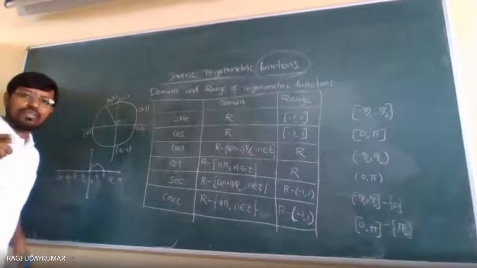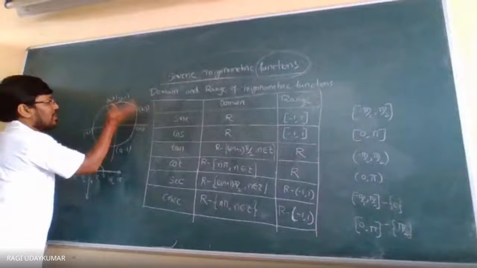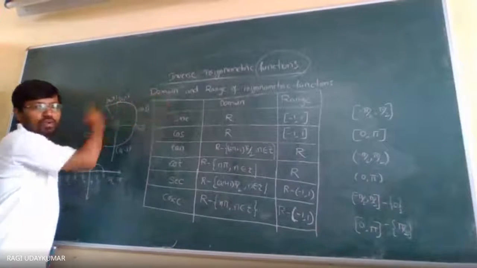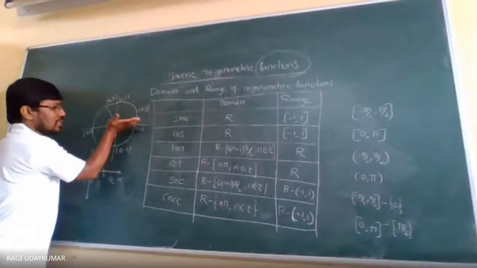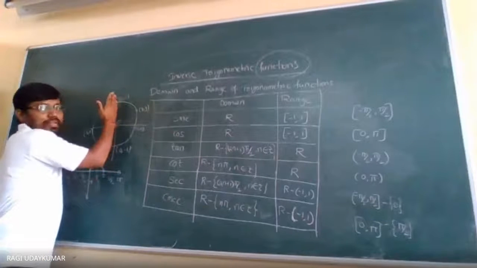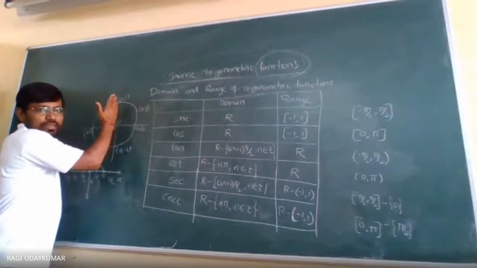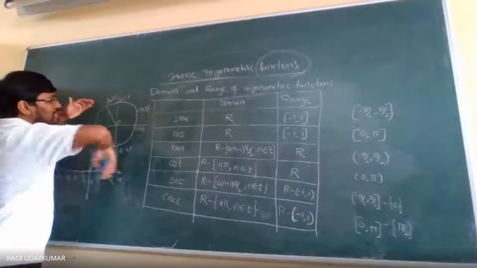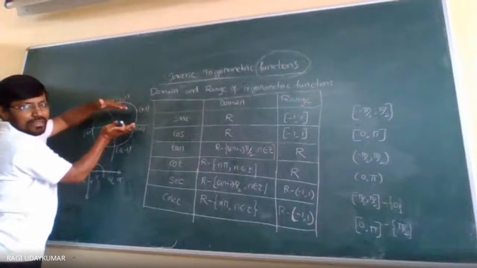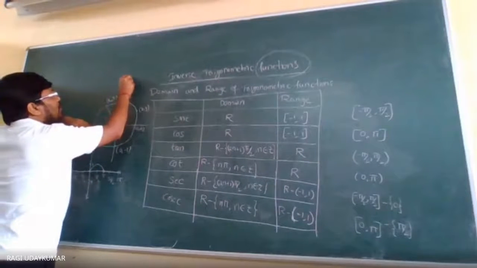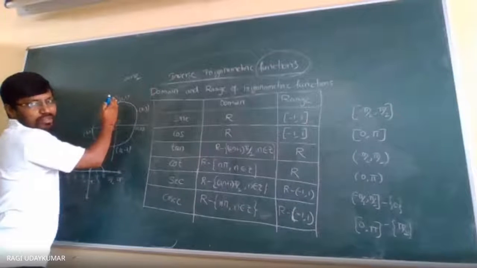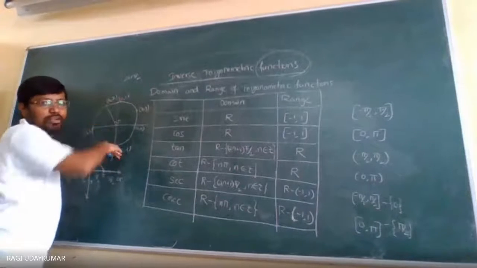Suppose it is asked in radians: pi by 2, 3 pi by 2 and 2 pi. Like this it goes on continuously. So this is 2 pi, and 2 pi plus pi by 2 gives 5 pi by 2. Suppose when it completes one rotation, it is 2 pi. Then it goes 5 pi by 2, 6 pi by 2, 7 pi by 2, 8 pi by 2.